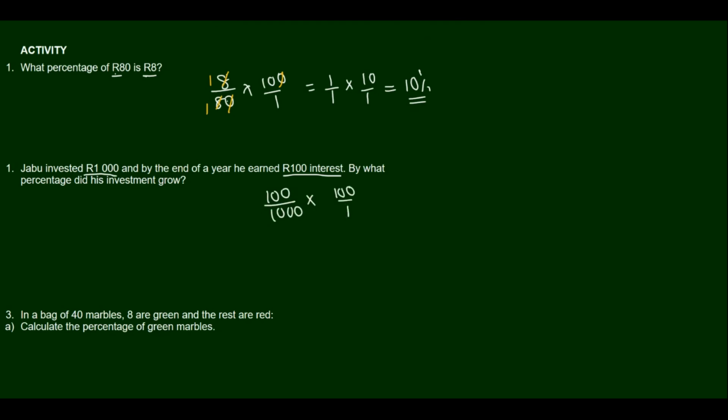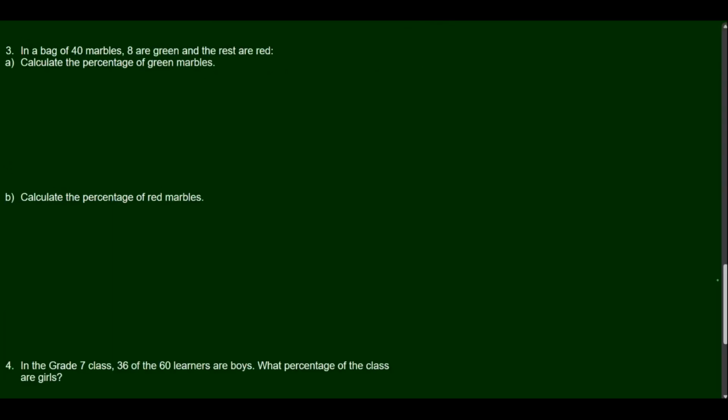Then we can divide here, divide by 10 several times. And then what are we left with? We're left with 10 times 1 at the top, then 1 times 1 at the bottom, which is 10%. This is still part of the activity. You can pause the video here and try these questions.